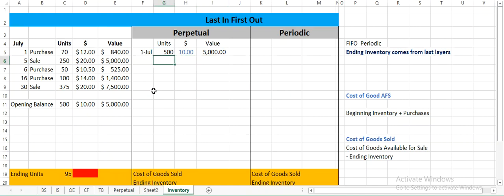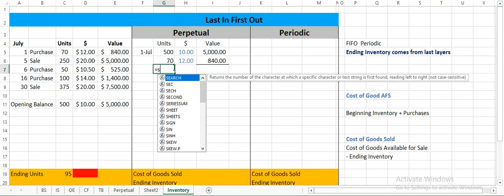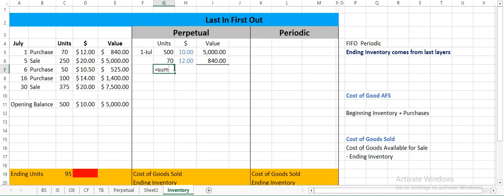The next thing we record is our purchase of 70 units, $12. And if we multiply that as well, we get that 840. So let's calculate our balance, because this is the end of a transaction, and our balance equals the sum of these two, adding them together, getting 570 units at $5,840.